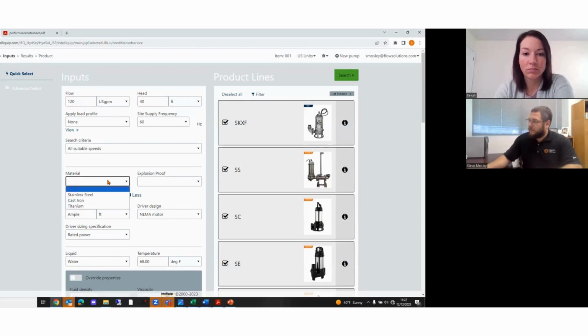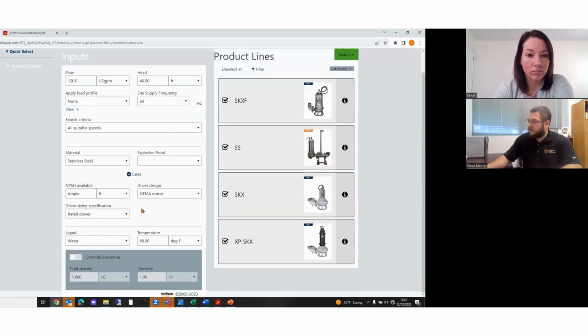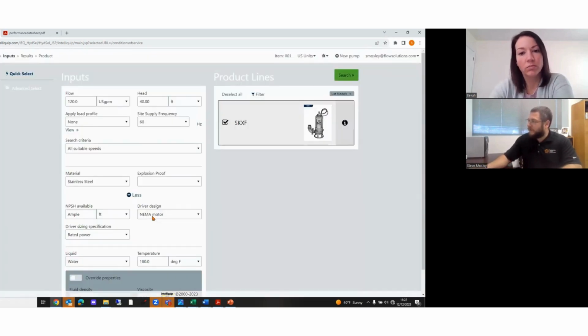We will use our material selection to select stainless steel, since we know that typically breweries require stainless steel for their corrosive environments. And we'll change the water temperature to 180 degrees Fahrenheit for the clean in place cycles. You'll notice as I was entering different parameters, it changed the available product lines to select. So it is changing your selection in real time.